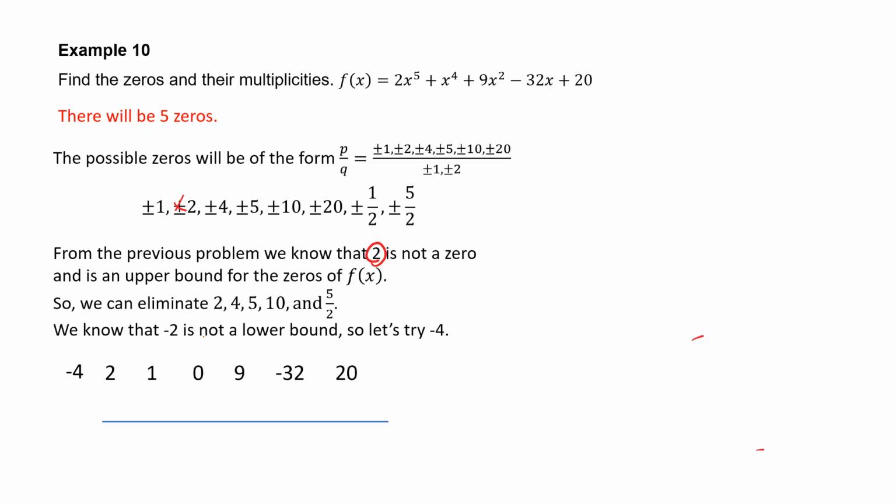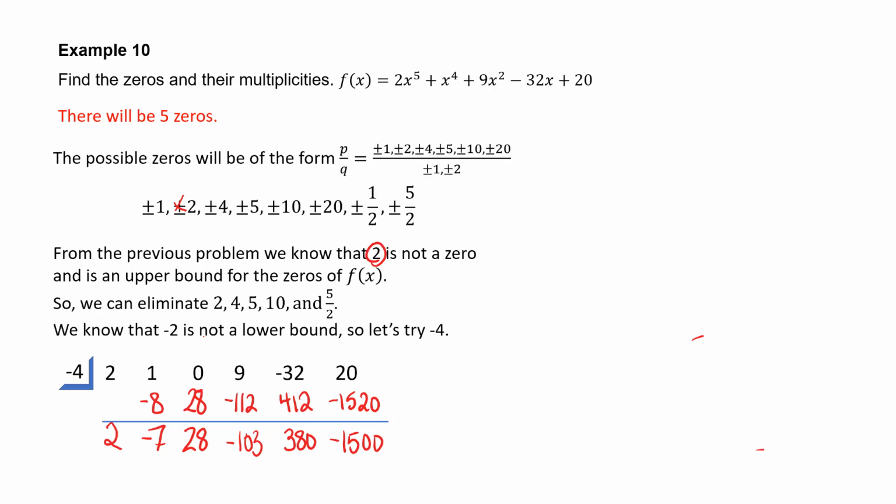So we're going to try -4 as a candidate for either a 0 or a lower bound and see what happens. So we'll bring down our 2, multiply, you get -8, add it, you get -7, multiply, 28, add it, multiply 28 by -4, you get -112, so you got -103, multiply that by -4, and you get +412, add that up, you get 380, multiply again, you get -1520, and that's -1500.